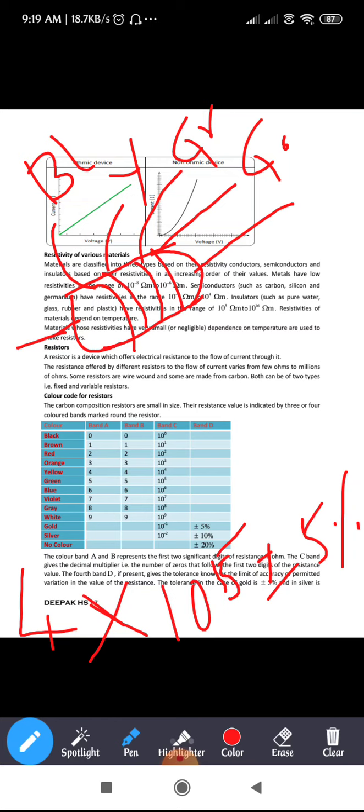Okay, they are going to ask. They just give the colors, and you need to calculate the value of resistance, or else they'll give the value of resistance and you need to find the color combination. Suppose they ask: what is the color combination of this given resistor if the value is 4 into 10 power 5 plus or minus 5%? Then you need to calculate.